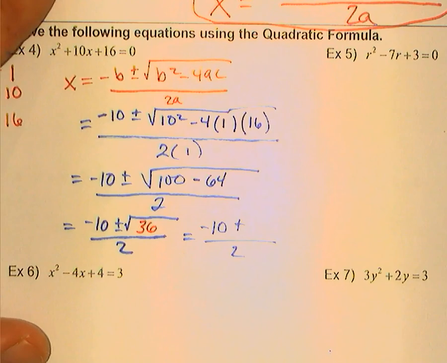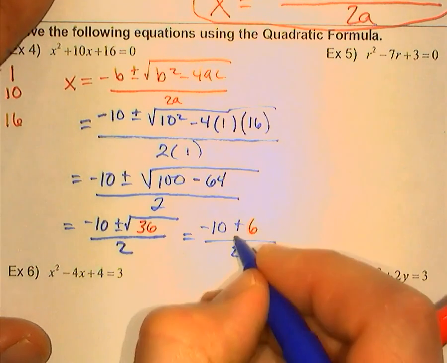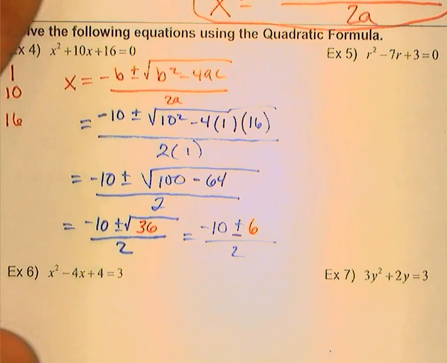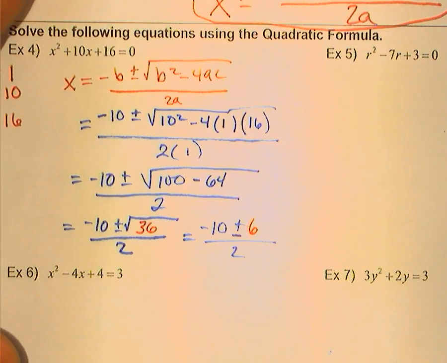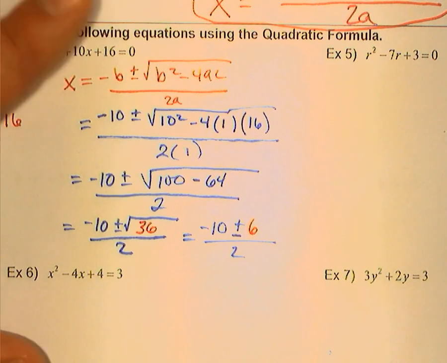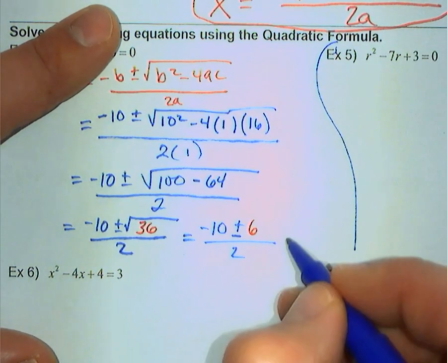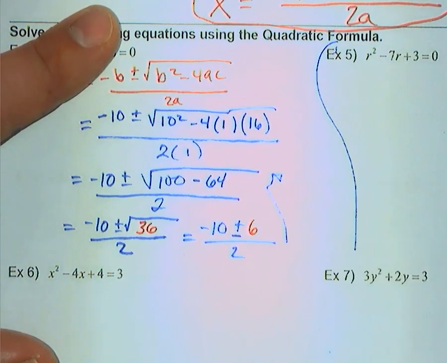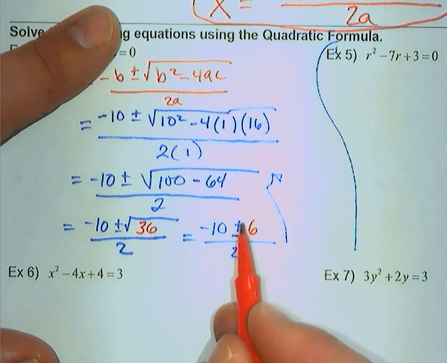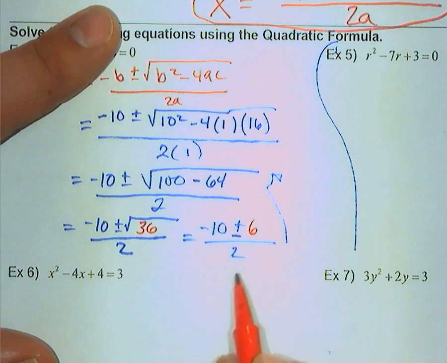What is the square root of 36, guys? 6. So that's plus or minus 6. So far, so good. Then I'm going to simplify this up here. This reads negative 10 plus 6 and minus 6 all over 2, right?